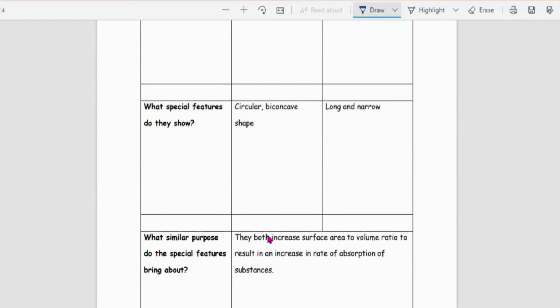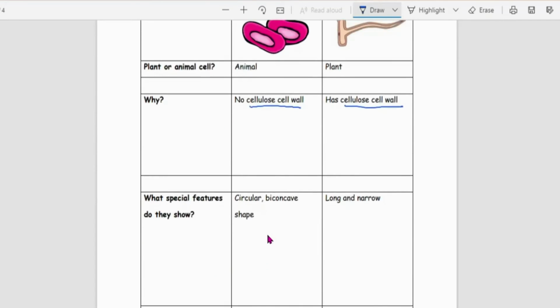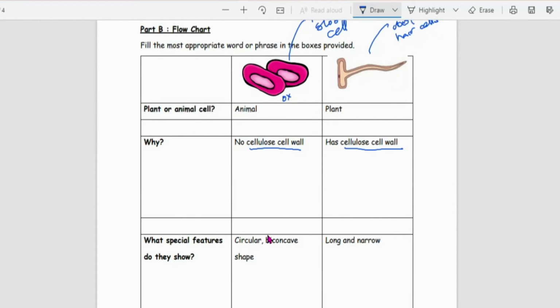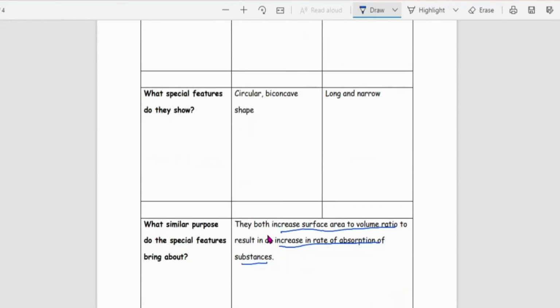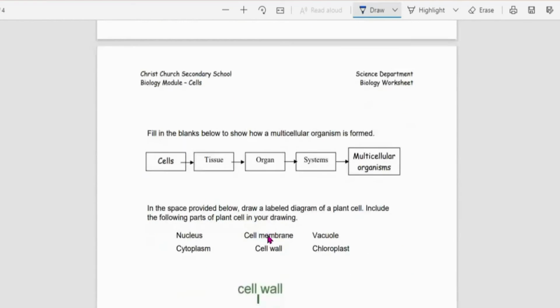Next one, what's the similar purpose of the special feature to bring about? We do know that these two features actually increase the surface area to volume ratio, and this will in turn increase the rate of absorption of the substance. For red blood cell, the focus is about oxygen. For root hair cell, it's about the water that it wants to absorb and also the mineral salts. So that's for the two different cells that we see at the top.